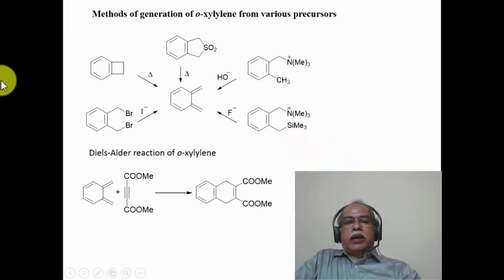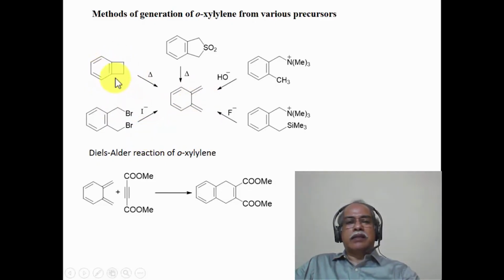Now, orthoquinodimethyl is an extremely reactive diene. This portion of the molecule can essentially react as a diene in producing a benzene type of structure. In other words, the driving force is essentially the aromaticity of this particular aromatic ring that is produced by the Diels Alder reaction. The orthoquinodimethyl itself can be generated in several ways.